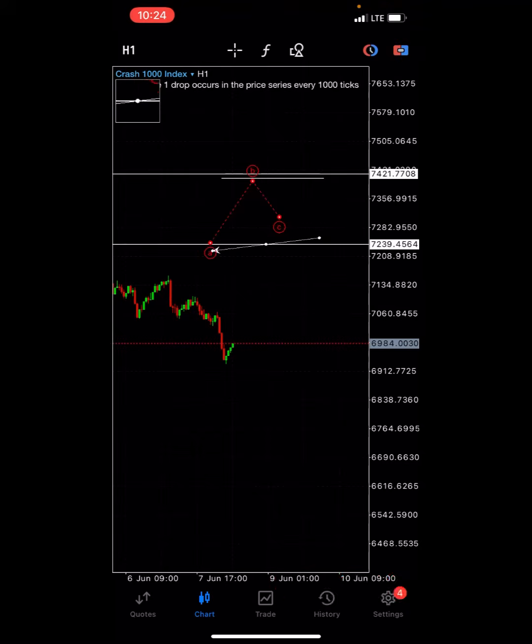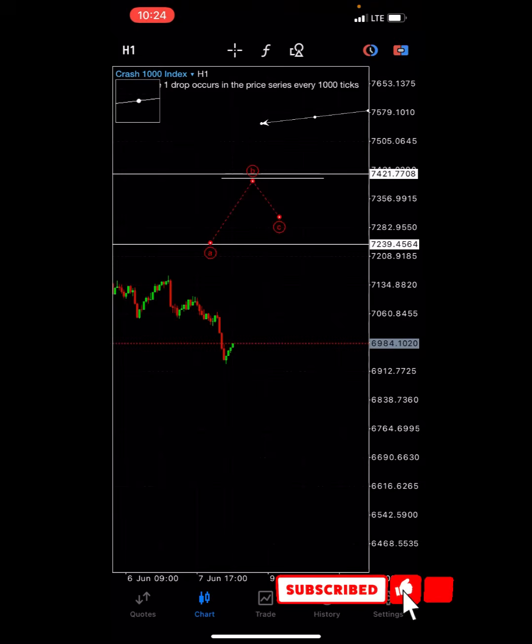Let me explain again. If you have support here, you have resistance here, and price is on its way coming to the upside gradually, and you set a limit here expecting that when price gets to it, it is going to sell downward, that simply means you have set a sell limit. All right, I believe you understand that.